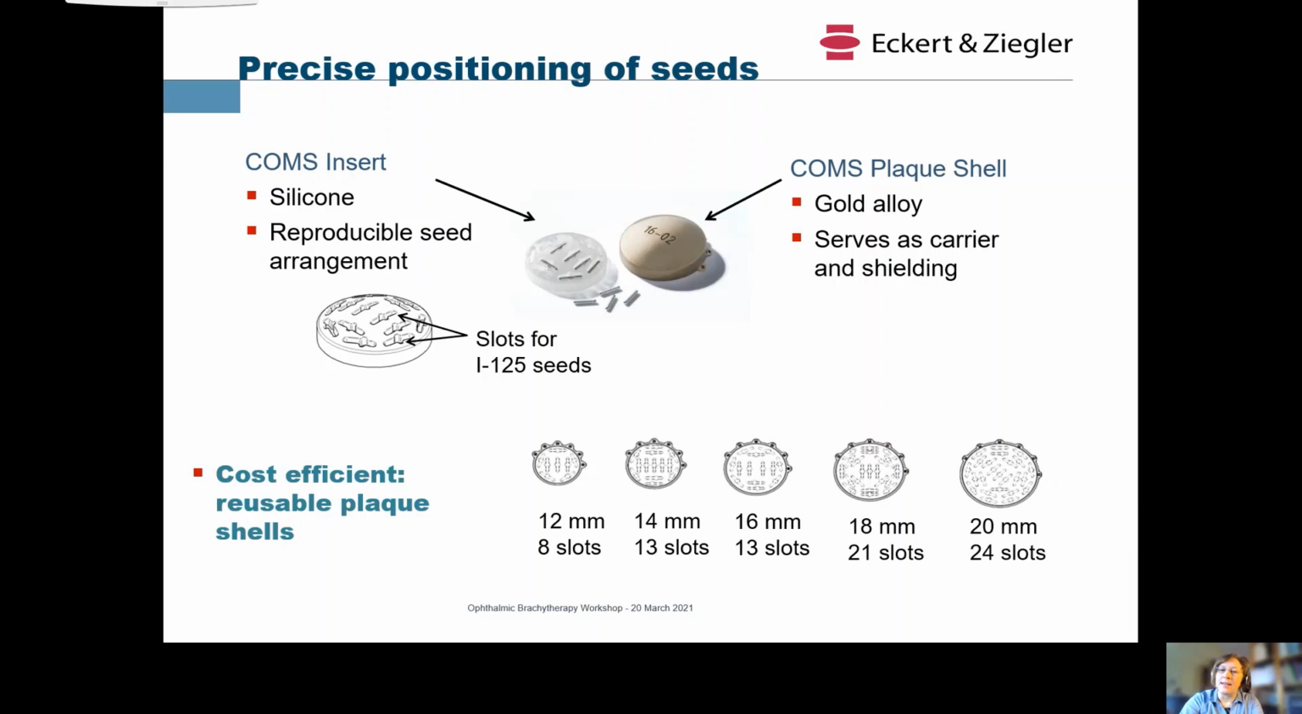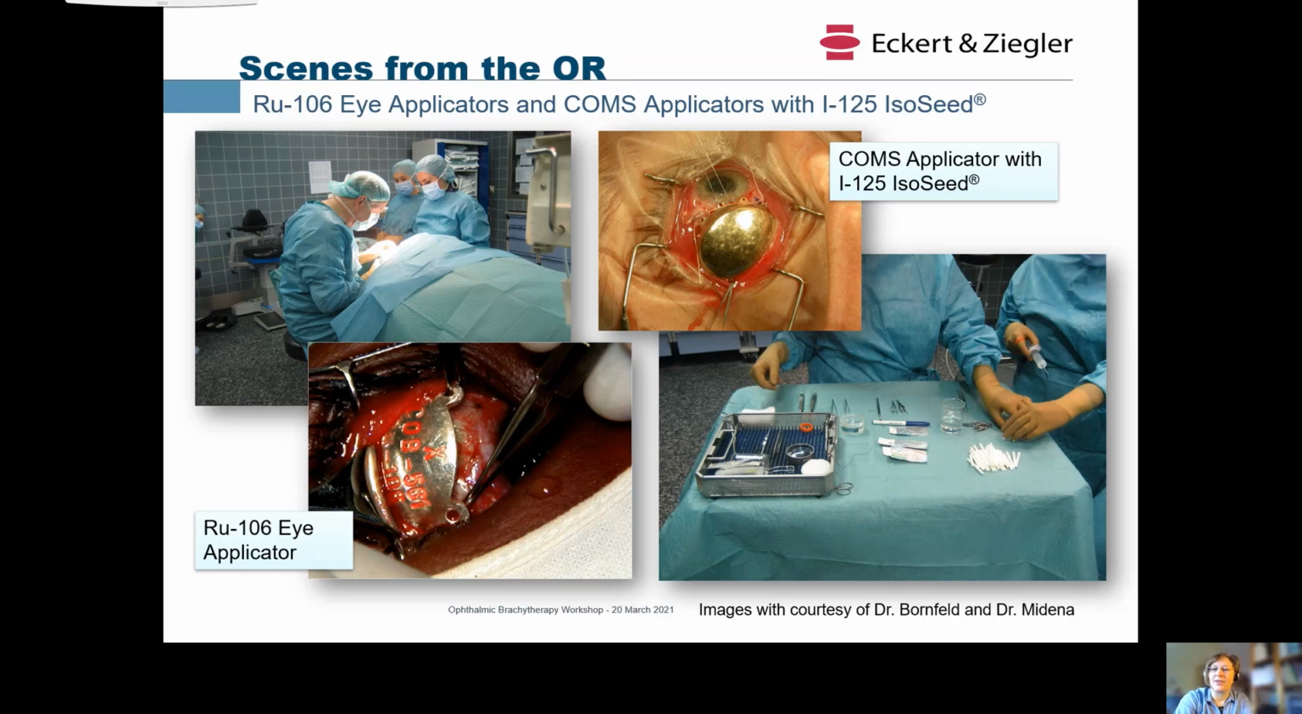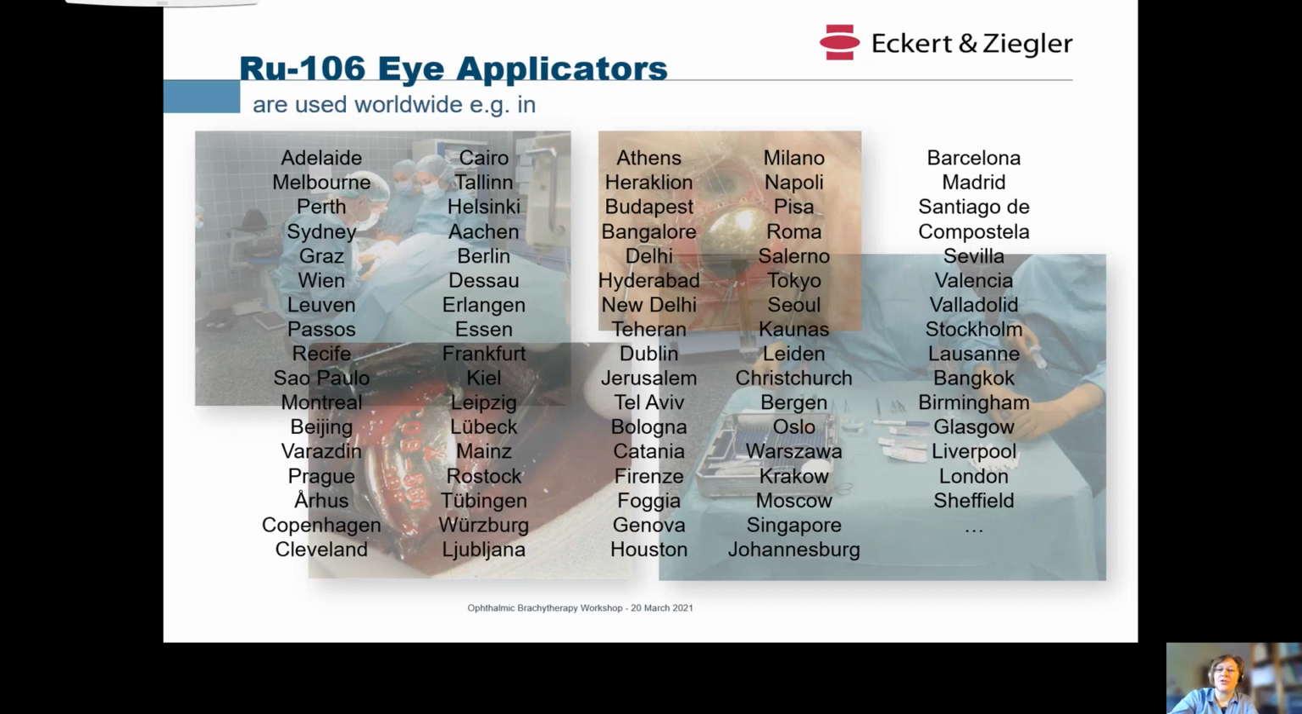The seeds are assembled by the physicist in a silicone insert, which is mounted in the plug shell of the appropriate size. After steam sterilization, the treatment can take place for a couple of days. Then the applicator is removed and dismantled, and the seeds and the plug shell can be reused. Here you can have a short glance into the operating room and see samples of both plug types on the patient eyes. And on this slide, I show you a list of the cities where ruthenium-106 is used. All of these clinics are doing their best to fight ocular cancer with brachytherapy.